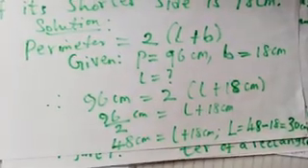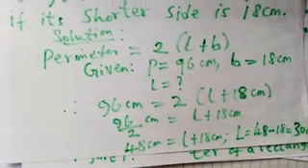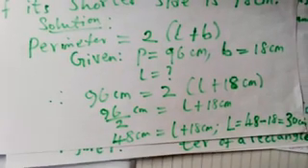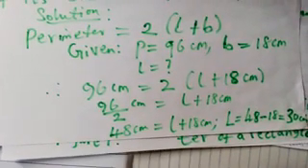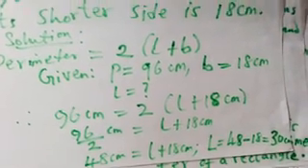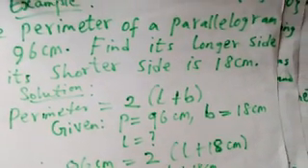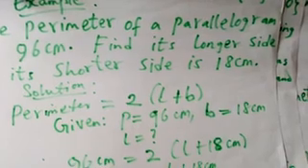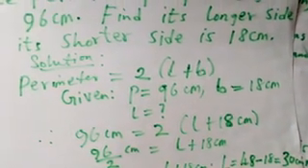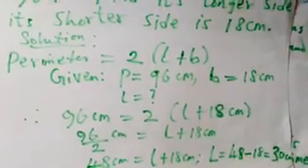So you have 48 centimeters equals L plus 18 centimeters. You collect like terms. L will be equal to 48 minus 18, and 48 minus 18 is equal to 30. Therefore, the length or the longer side of the parallelogram will be what? 30 centimeters. 48 minus 18 is 30. Even in your village, that is the answer.